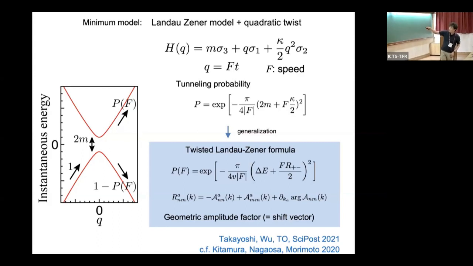F is the speed and kappa is this term. And you can generalize this in the sense that this kappa, using the language of the Berry connection of these two bands, I can rewrite this expression like this. So M is upgraded to delta E and kappa is upgraded to R plus minus, where R plus minus is the diagonal part of the Berry connection between the two bands, and it's a phase difference of NM. In the language of crystals, this is known as the shift vector, which is gauge invariant.